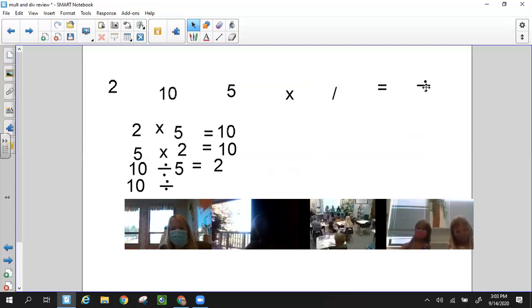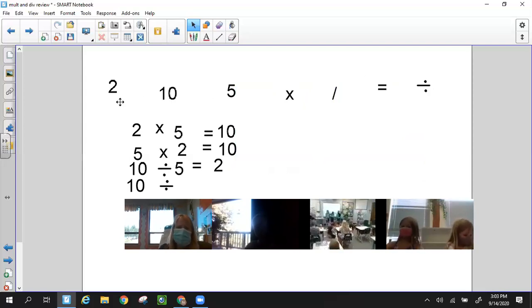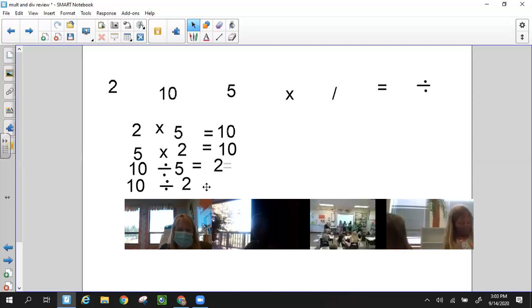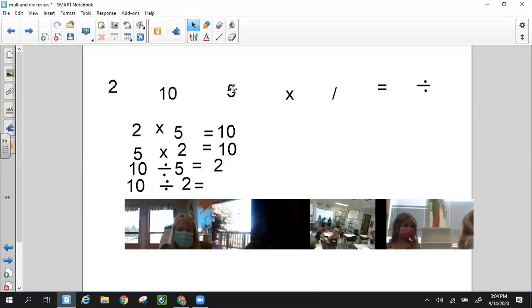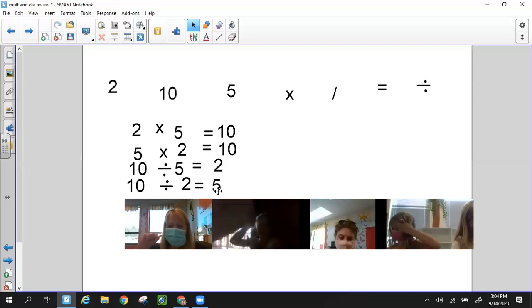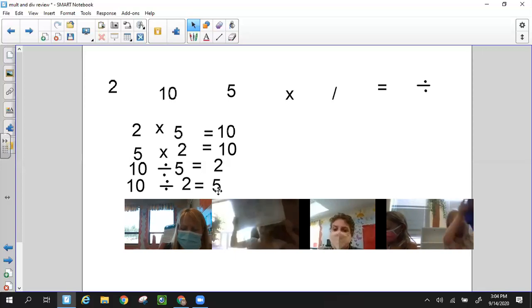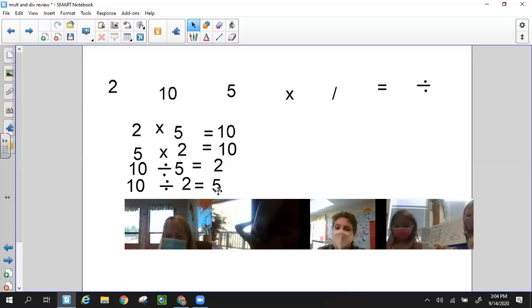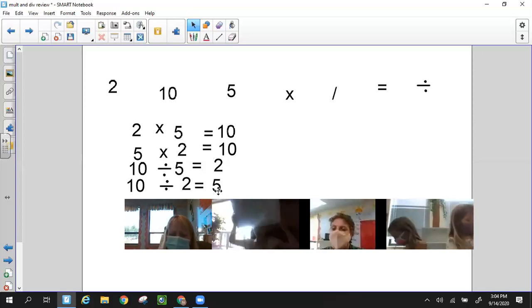Division, 10 divided by, what did you guys say? 2 equals, and you should have said 5. Did we get it? Can I see your boards at home? You should have 4 equations written. Yay!